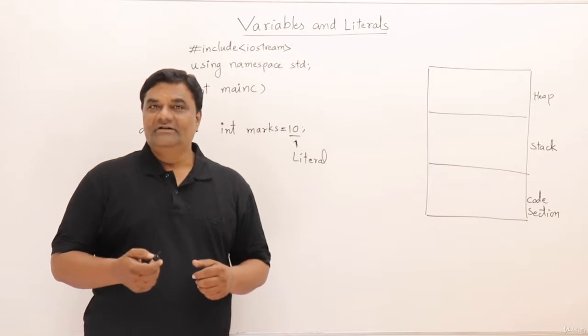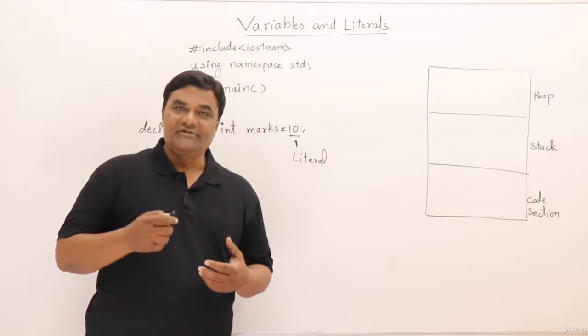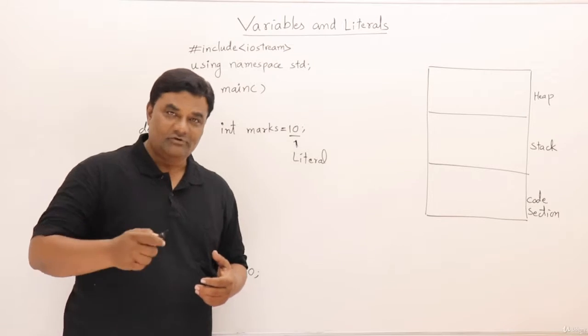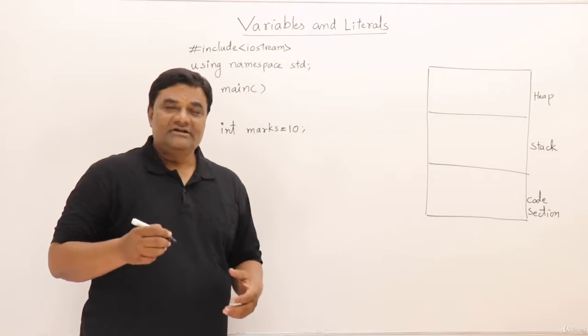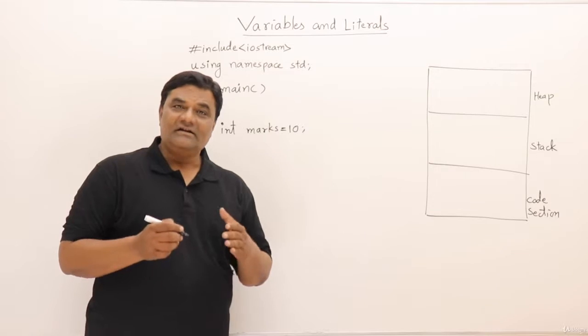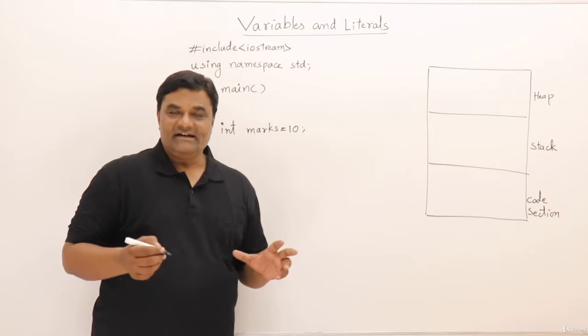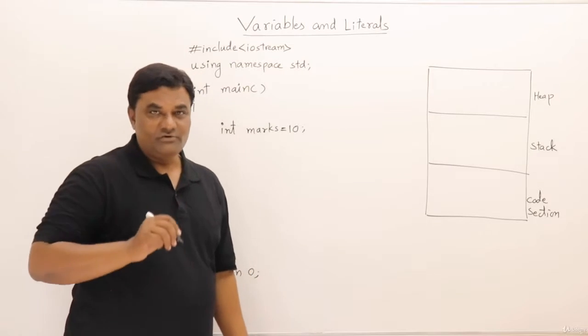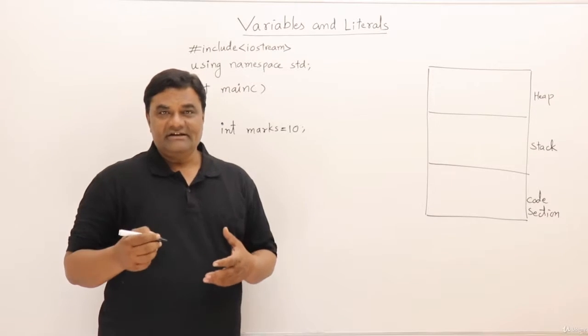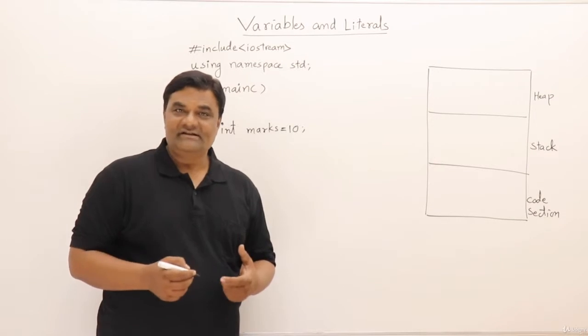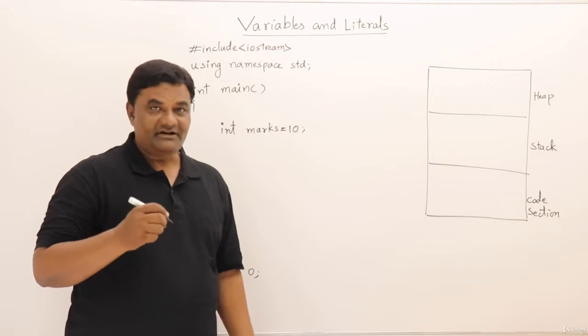Now for a variable, the very first thing is how we should give a variable name. First of all, let us learn about that. A variable name should start with an alphabet. A variable name can contain alphabets or numbers. No special characters are allowed except underscore. And as the language is case sensitive, lowercase and uppercase are different variables.